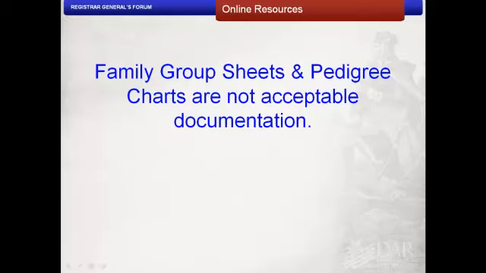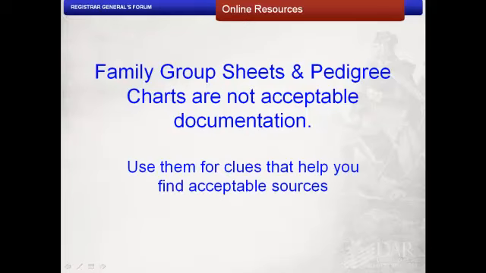Family group sheets and pedigree charts do not meet current DAR standards of acceptability. Please do not send them with documentation for applications or supplemental applications. At times, they may be useful for you if they contain clues that help you to track down acceptable sources for documentation that can be used.